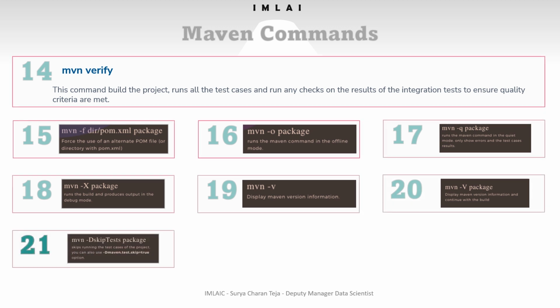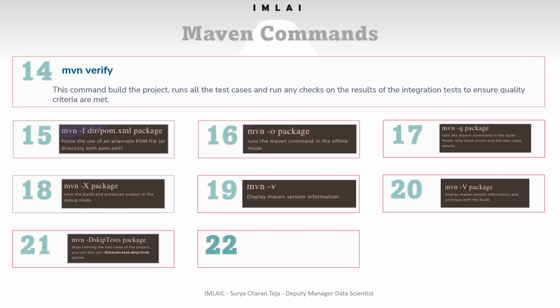Then we have mvn -DskipTests package. The skipTests system property is used to skip the unit test cases from the build cycle. We can also use -Dmaven.test.skip=true to skip the test cases execution.